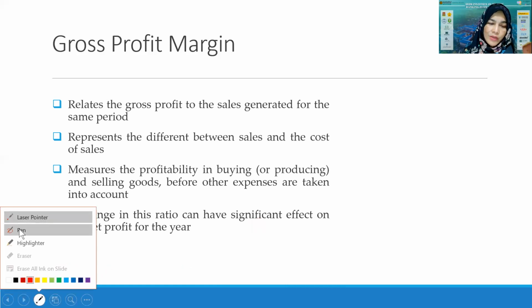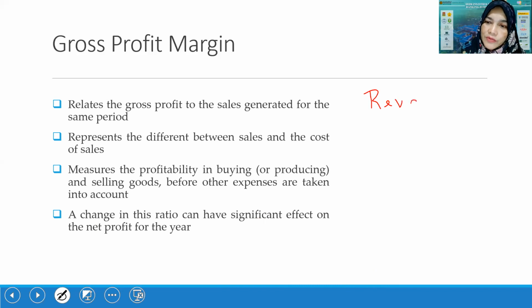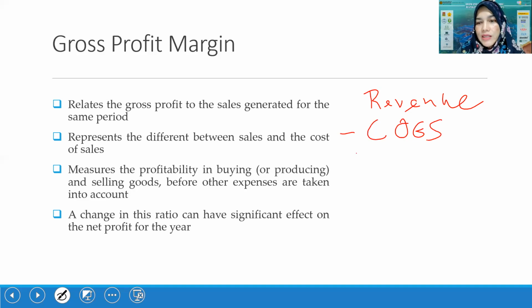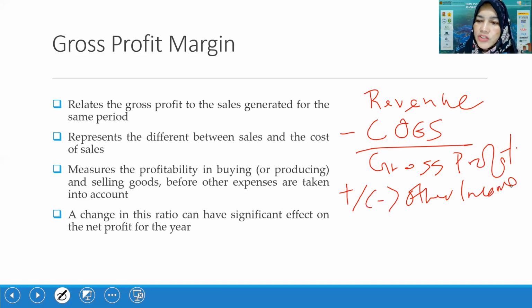If you recall what we learned when we looked at the financial statement of Nestle, this is about the statement of comprehensive income. The first item is revenue, and after that, cost of goods sold, COGS. Then after you minus, you get the gross profit. And after you get the gross profit, then only you add or minus the income or the expenditure.